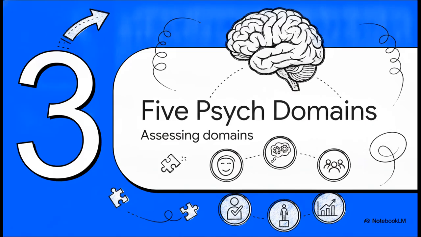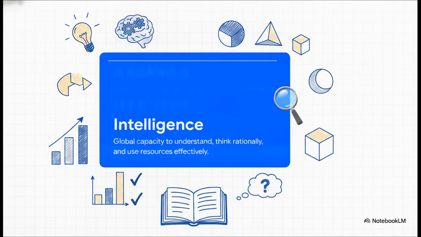Moving on to Section 3, the 5 psychological domains. Let's look at how this builds into the 5 specific areas psychologists actually use to capture that complete picture of a person. The very first domain is intelligence. Intelligence tests give us a global measure of a person's general cognitive competence. This includes things like their ability to profit from schooling. Generally speaking, students with lower intelligence test scores might not do quite as well in school-related exams.